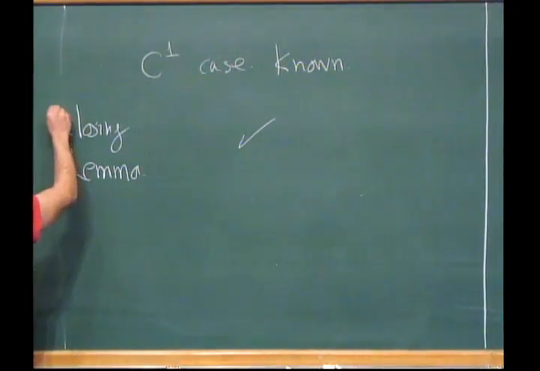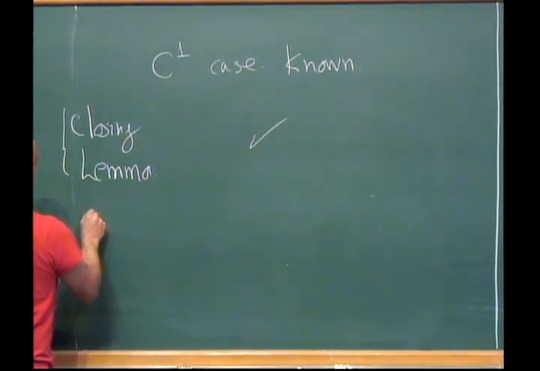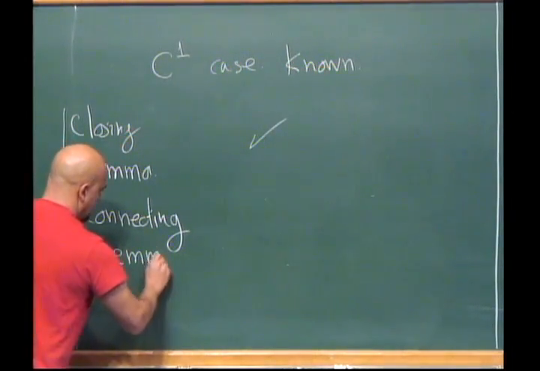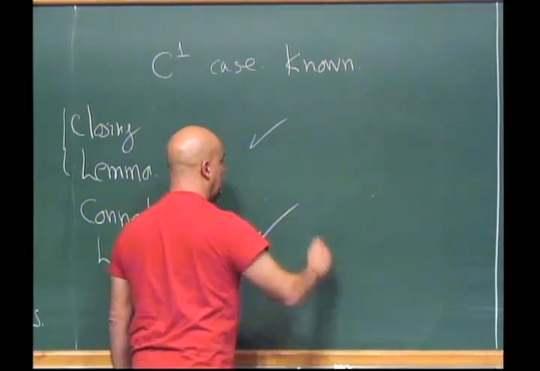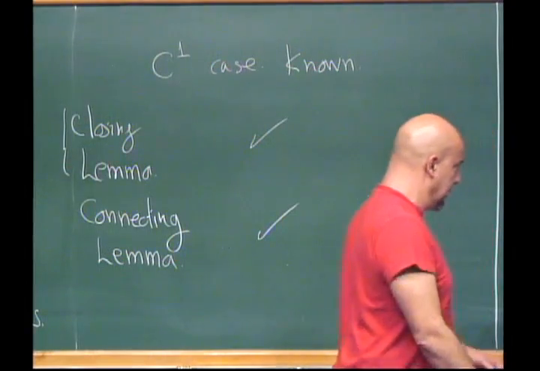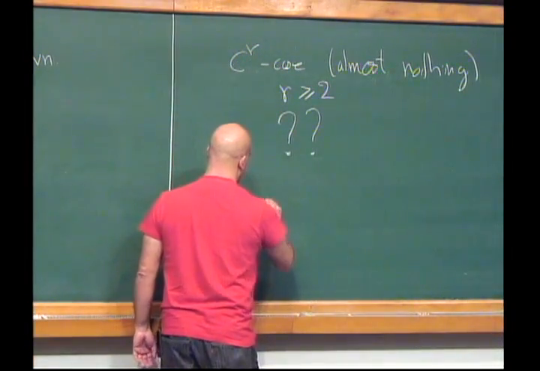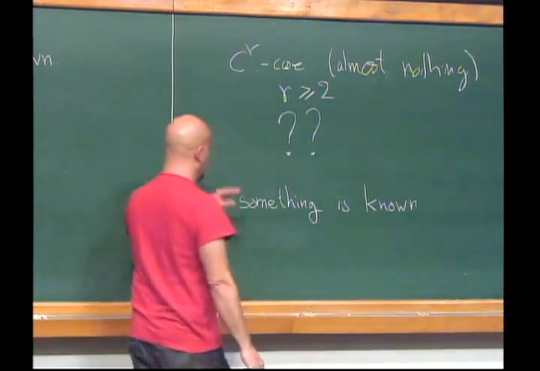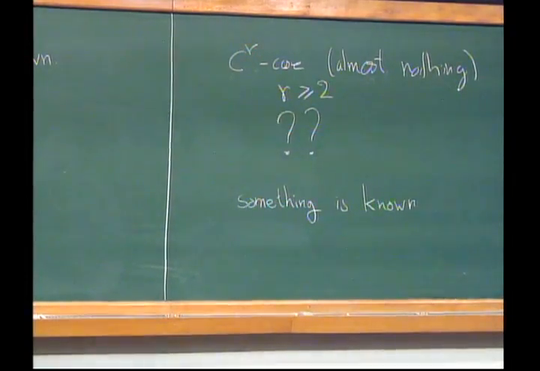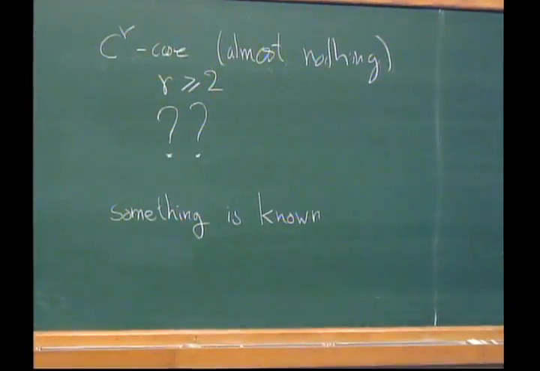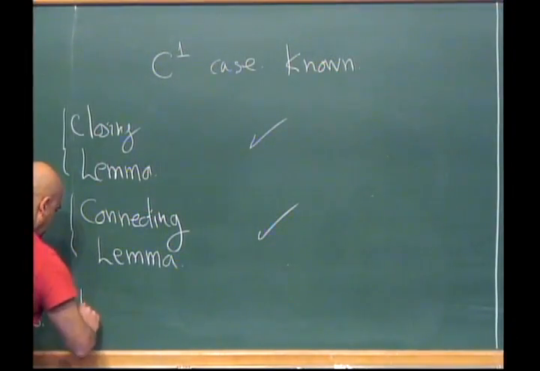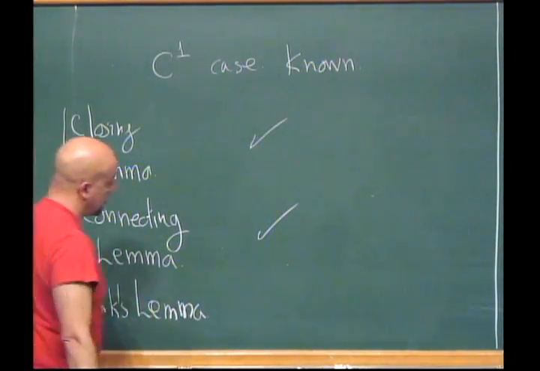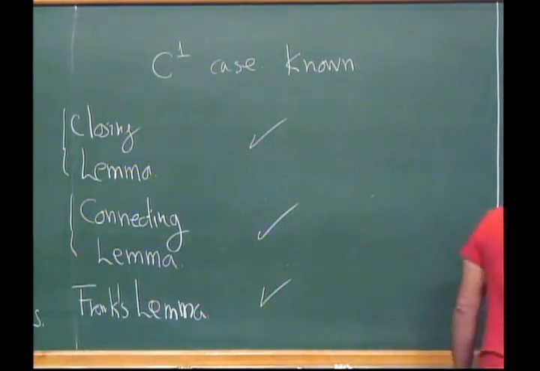So this is a very important technique. The connecting lemma is already known in the C1 case. And in the C^R case, something is known, and I mean by that, with some supplementary hypothesis, something can be said. Another important ingredient in the C1 case is Franks' lemma, which is known in the C1 case, but it's false in the C^R case.